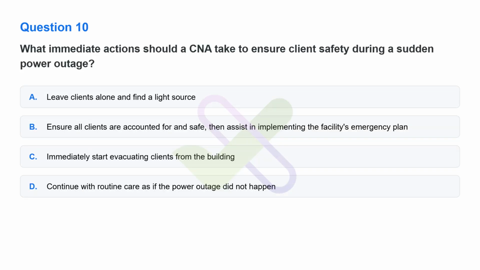What immediate actions should a CNA take to ensure client safety during a sudden power outage? A. Leave clients alone and find a light source. B. Ensure all clients are accounted for and safe, then assist in implementing the facility's emergency plan. C. Immediately start evacuating clients from the building. D. Continue with routine care as if the power outage did not happen.